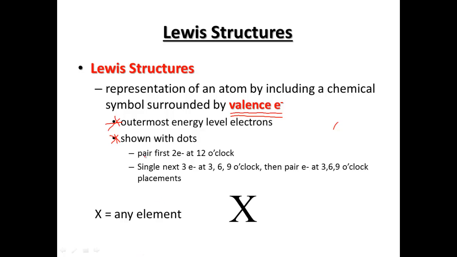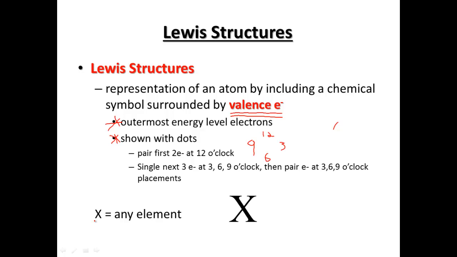Now we're going to have a couple of rules. First off, the first two electrons are going to be paired at the 12 o'clock placement. If you're thinking about the clock, we have 12, 3 o'clock, 6 o'clock, and 9 o'clock, just so we get those placements down. If we have more electrons, we place the next three as singles at the 3 o'clock, 6 o'clock, and 9 o'clock placements, and then they're paired up at 3, 6, and 9 o'clock. The maximum amount of electrons that can be in the outer energy level is 8. After 8 we open a new energy level, where we get new valence electrons. So we'll have between 1 and 8 electrons in that outer energy level at any one time.